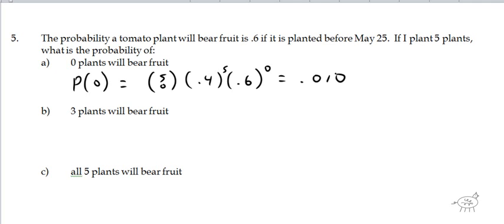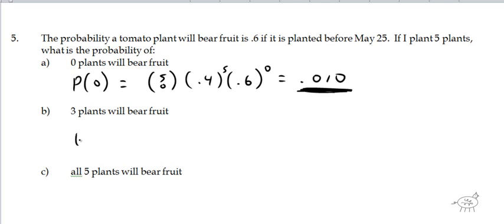So again, think about it. The probability that a tomato plant will bear fruit is pretty good. 0.6 is pretty good. And if I'm planting 5 plants, the probability that none of them will bear fruit, since in general they should bear fruit because of 0.6, is actually a pretty low probability, because we're probably not going to have 0 that bear fruit. It's probably going to be more than 0. It's probably 1 or 2 or 3 or something bigger. Certainly not such a low chance. It's going to be a higher chance.